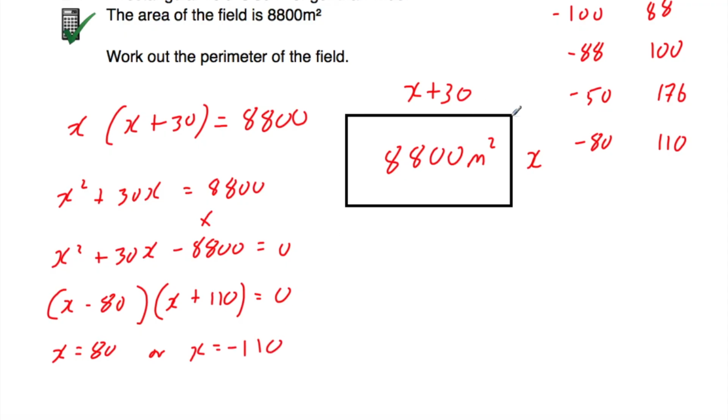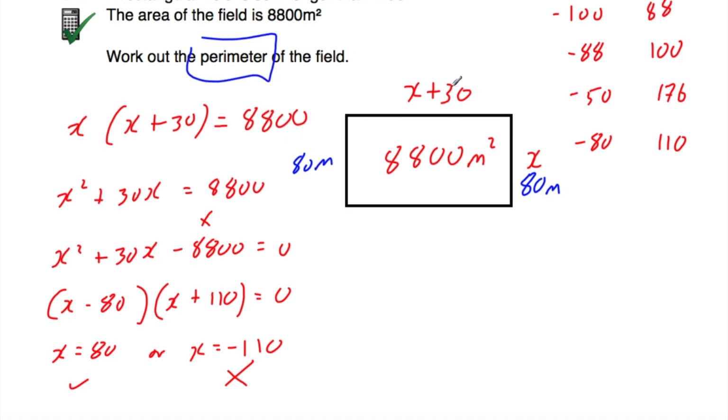Now x is the width of a field, so it means it can't be a negative value, so it's going to have to be 80. So it means that x is equal to 80. So I'm just going to write that in blue here. So x is equal to 80 meters. That's the width of the field. Now in terms of that side, that's going to be 80 meters as well, because remember we've been asked to find the perimeter. So that's 80 meters as well.